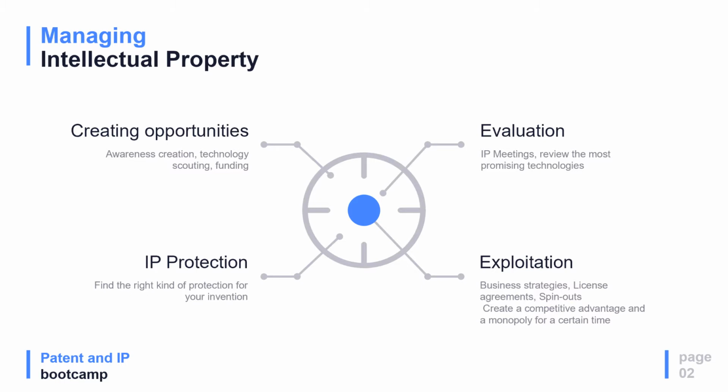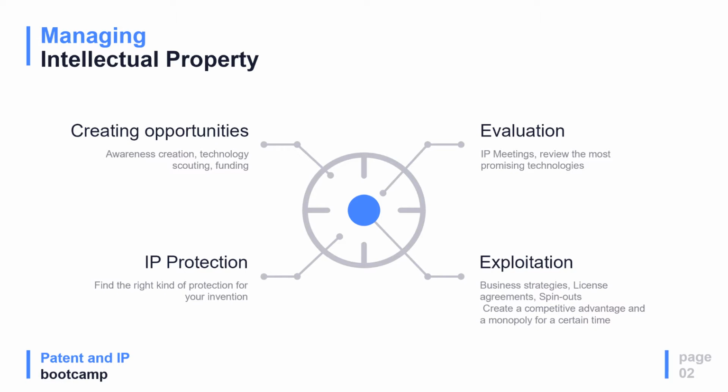Then if you've found some interesting technology, the next step is the evaluation. There, in IP meetings, you review the most promising technologies, and you have to decide which one is really important and needs good IP protection. And the next step is the IP protection. There, for all the really important technologies, it's important to find the right way of protection. This can be a patent or a utility model or also a design or a trademark. That depends on the technology here.